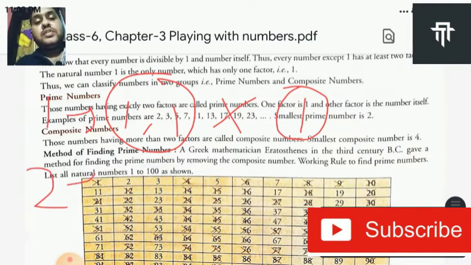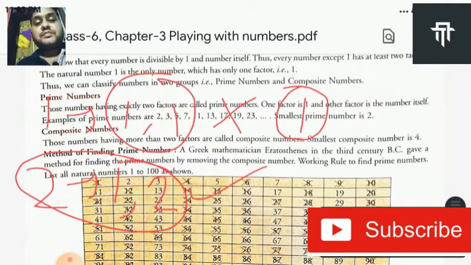Then 2. Yes, 2 is divisible by 1 and divisible by itself, that means 2. So 2 is a number which is divisible by 1 and itself. So 2 is a prime number. The first prime number is 2. And it is also important because 2 is the only even prime number. After that there is no even number which is prime. So 2 is the only even prime number.